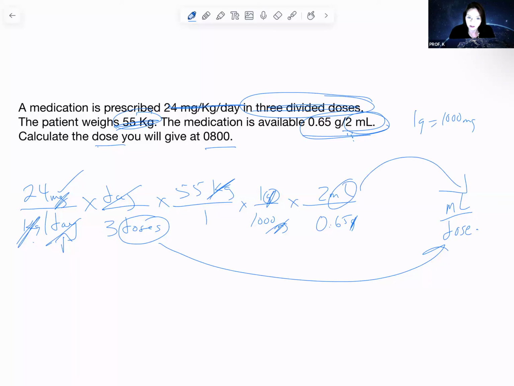Yay. Now it's just math, because everything else has been crossed off. So the math is also just as gross, but 24 times 55 times 2 will give me 2640 over 3 times 1,000 times 0.65 will give me 1950. When I divide, it'll give me 1.3538. 1 to 10, I round to the tenths. If it's 5 and up, I round up. So I'm going to give 1.4 milliliters at the 8 a.m. dose.